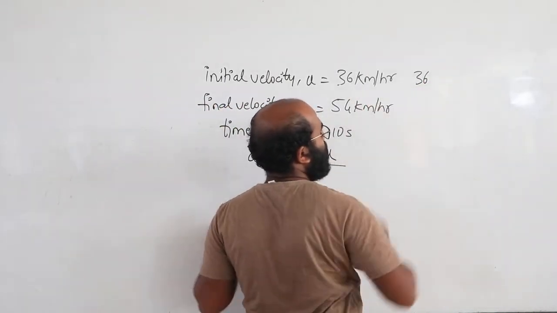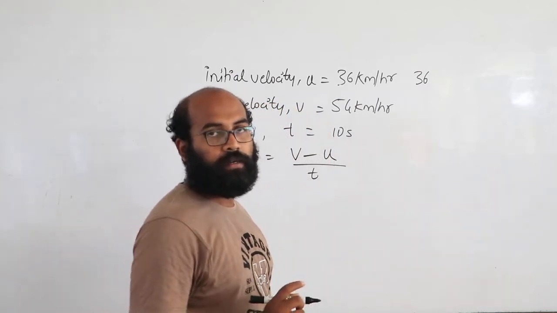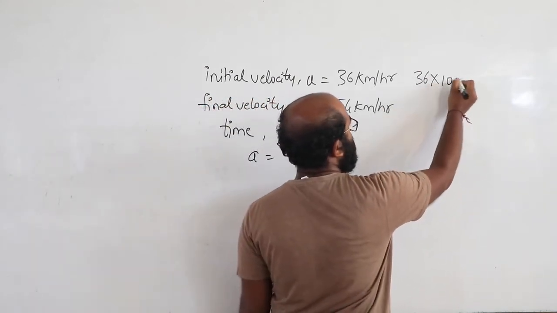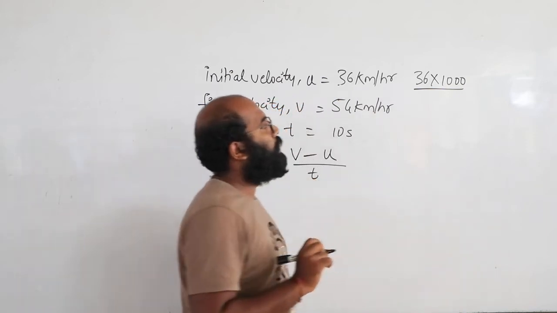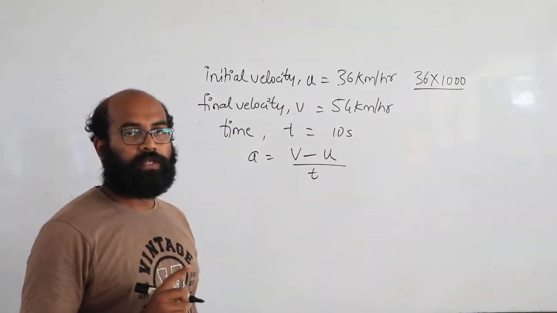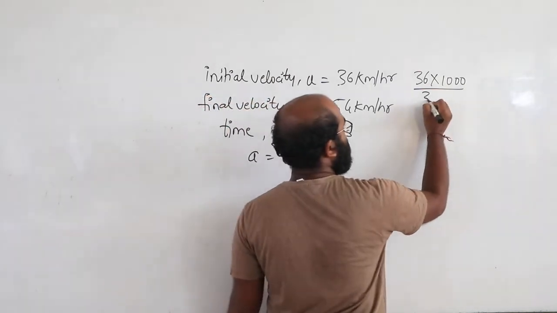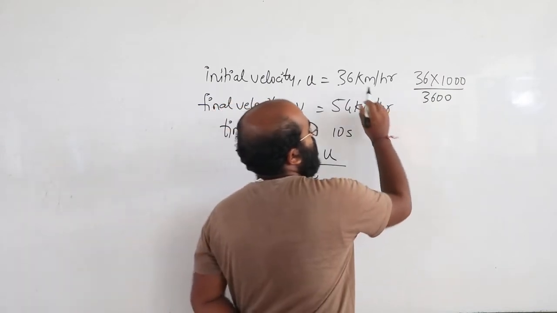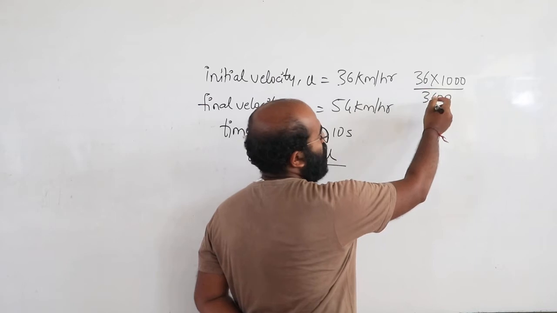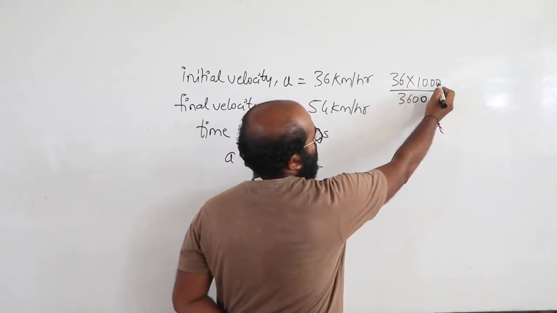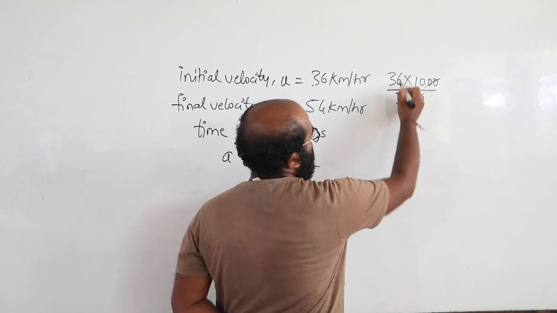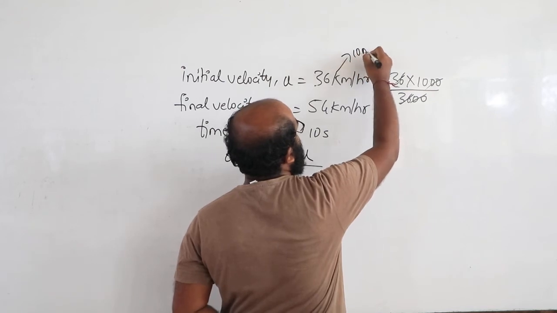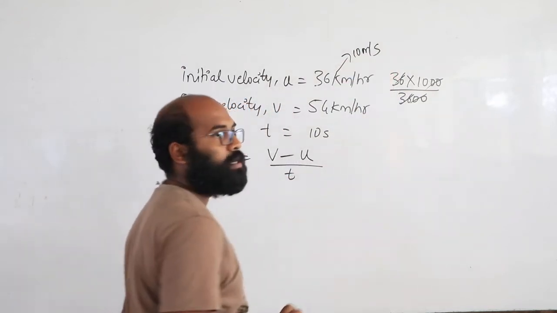36 kilometer per hour. So 1 kilometer means 1000 meters. So 36 kilometer means 36 into 1000. And 1 hour has 3600 seconds, so it is 3600, since it is divided by hour. So 36 km per hour, I can write it like this. Here 36, I will cancel this 20, this 20, 36. So I will be left with 10. So 36 km per hour is nothing but 10 meters per second.